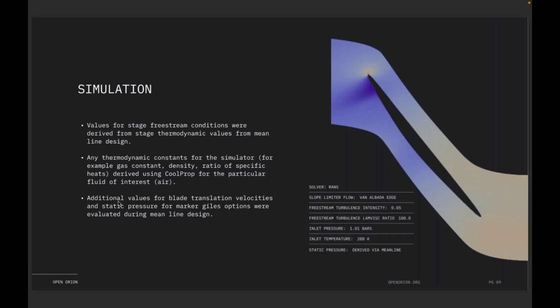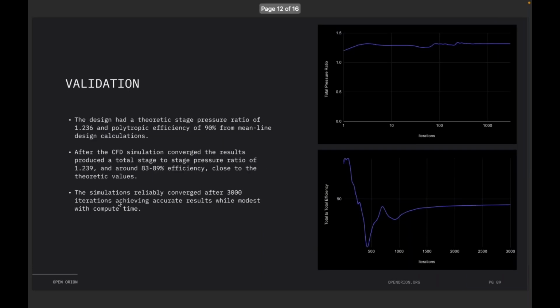One thing to note here is, thanks to Josh, he actually led me to these, but 0.05 was a really good value for turbulence intensity. And then 100 was really good for this turbulence lambda ratio. So this was based off of a case I saw, and pretty much they had a pressure ratio of 1.236 and polytropic efficiency theoretically around 90%. And so when we did our first runs of the simulation, we were actually able to match that very closely. So that was encouraging to see. So we knew our simulations were actually on point with what the actual theoretical values were.